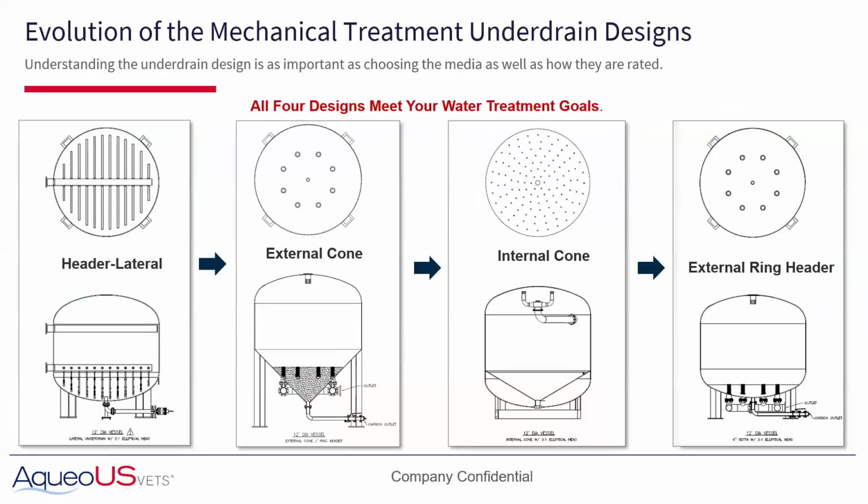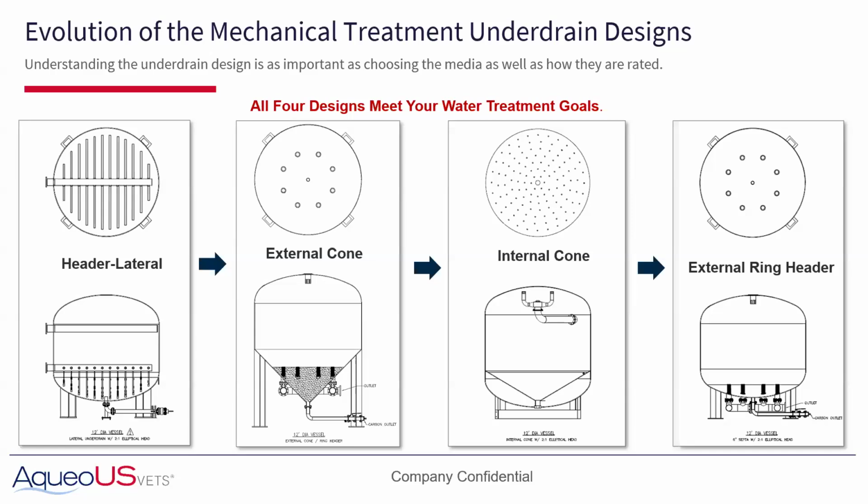So these are the internal designs. You can see in the header and lateral, there's basically a main pipe that comes through the middle with laterals coming off it. The external cone has a distribution system on the bottom, which is 6 or 8 nozzles, depending on the size of the system. The internal cone is a design that has 1 nozzle per every square foot of surface area.